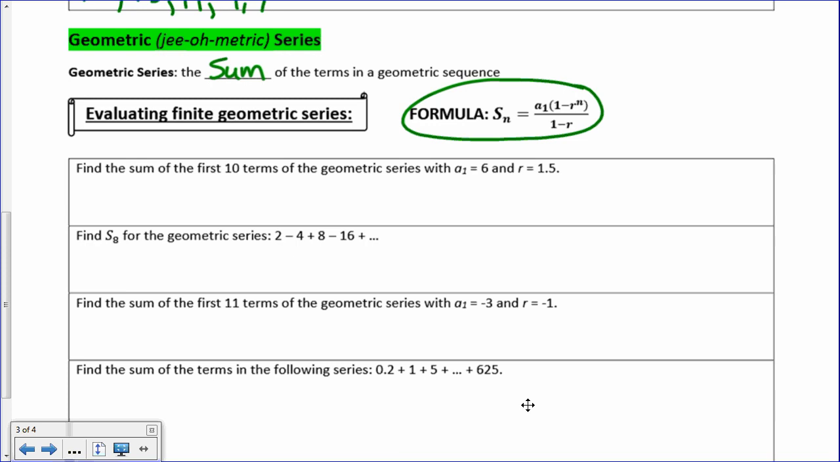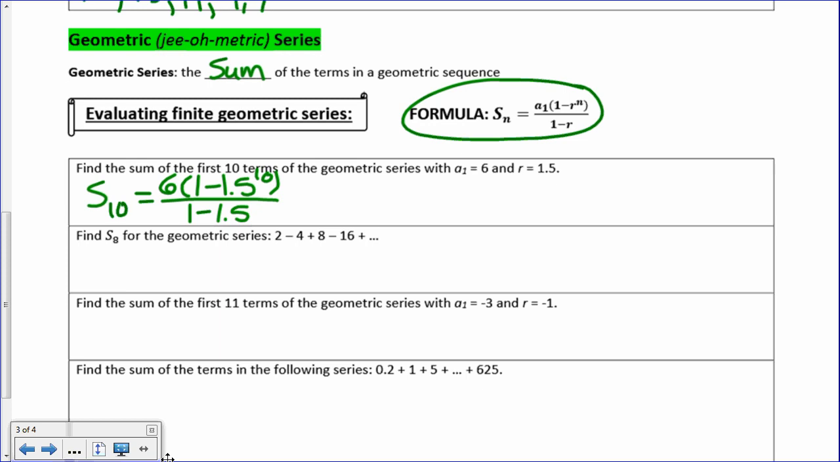So in the first question, I'm finding the sum of the first 10 terms of the geometric series with a sub 1 is 6 and r is 1.5. Okay, so n is 10. So 6 is a sub 1. Then parentheses 1 minus 1.5 raised to the 10, divided by 1 minus 1.5. Notice this is the only formula that doesn't have n minus 1. It's just n.